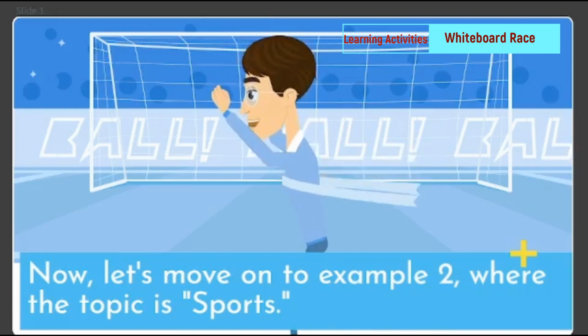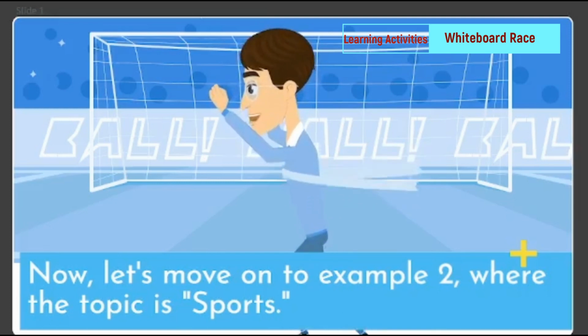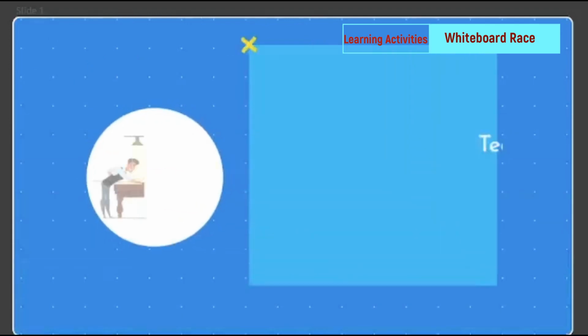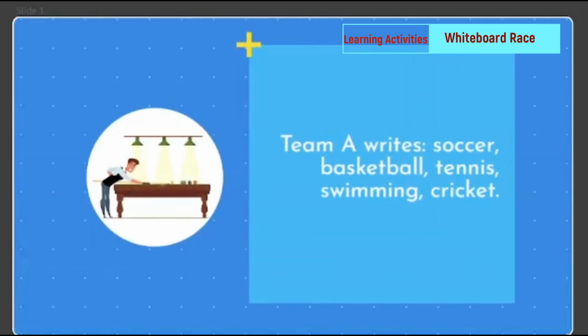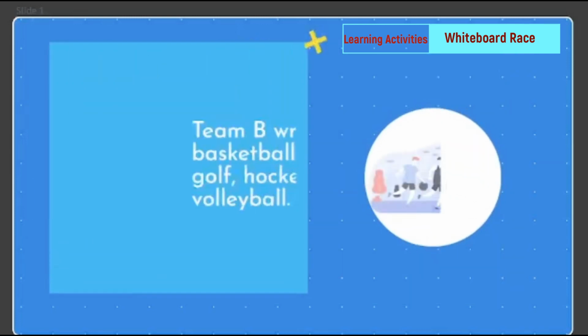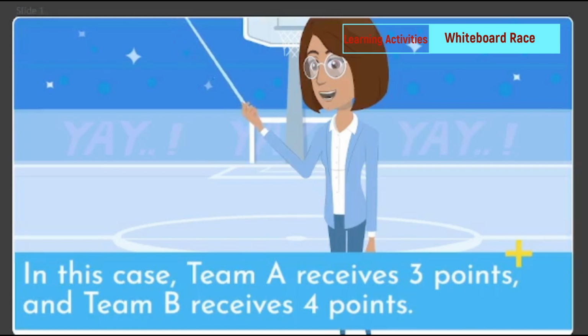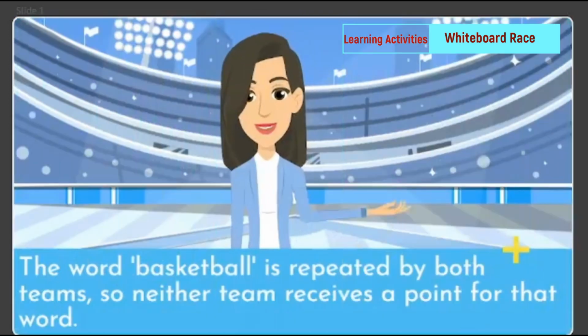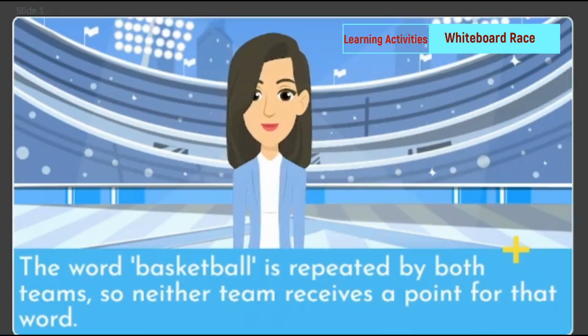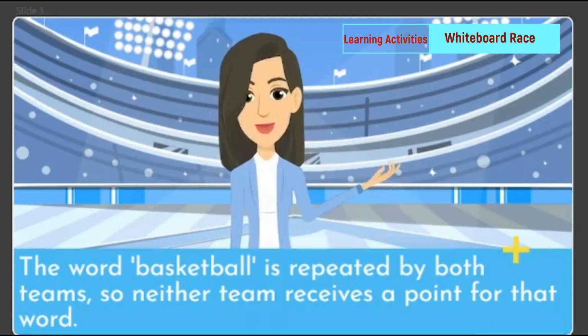Now, let's move on to example 2, where the topic is sports. Team A writes, soccer, basketball, tennis, swimming, cricket. Team B writes, basketball, baseball, golf, hockey, volleyball. In this case, Team A receives 3 points, and Team B receives 4 points. The word basketball is repeated by both teams, so neither team receives a point for that word.